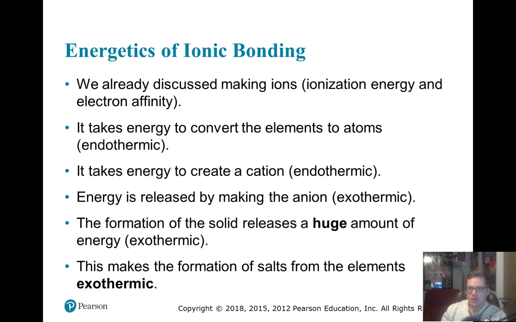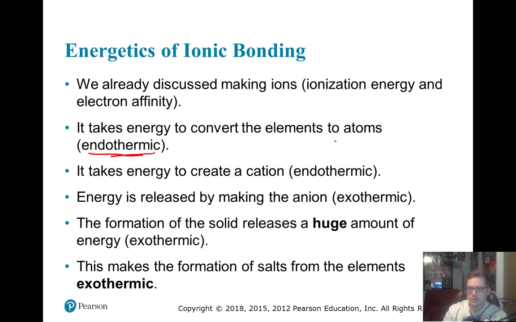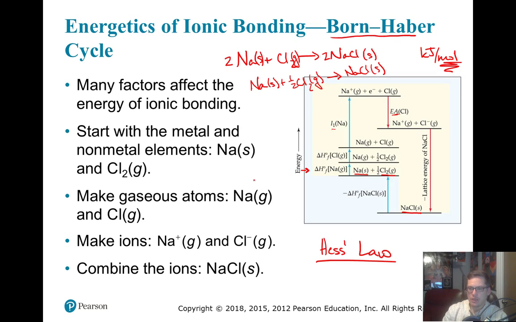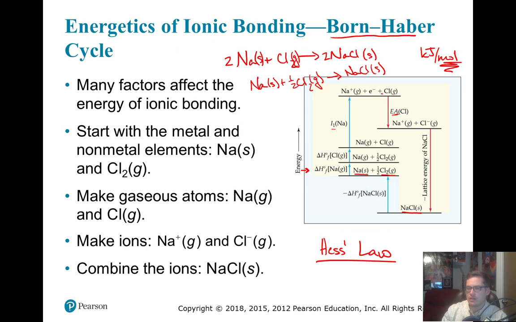So it takes energy to convert elements to their atoms, and this would be an endothermic reaction, right? Here our reaction had to go up. We had to add in energy in order to turn them into atoms. Then we had to add energy to make the cation. This was endothermic, and that's this step when we put in energy to meet the ionization energy of the sodium. Then we release energy in an exothermic reaction by making the anion. That's the electron affinity energy that's released when our chlorine becomes chloride anion.